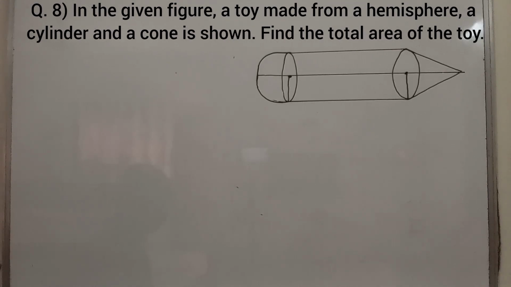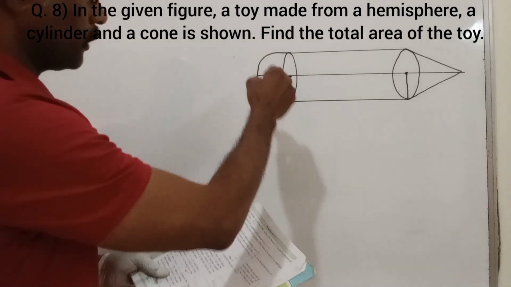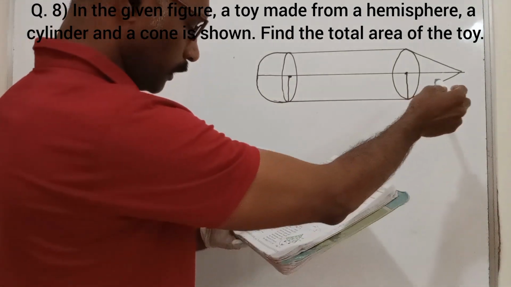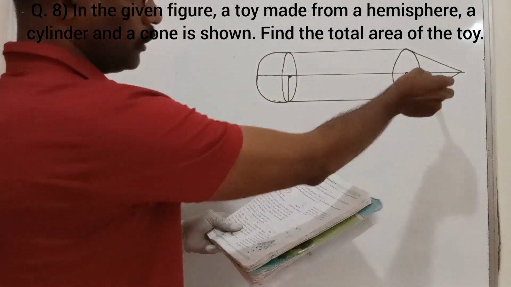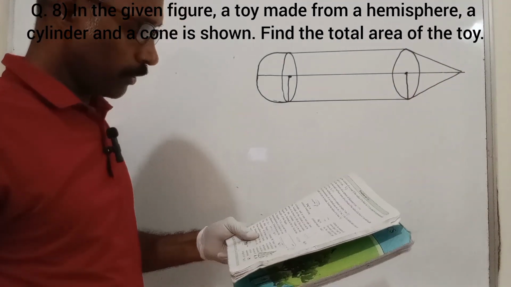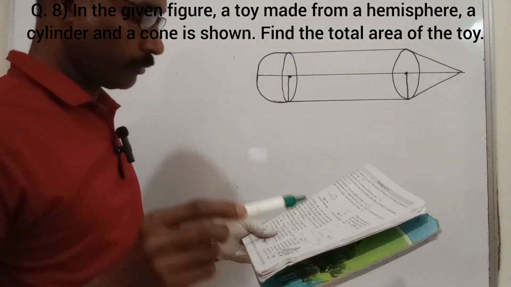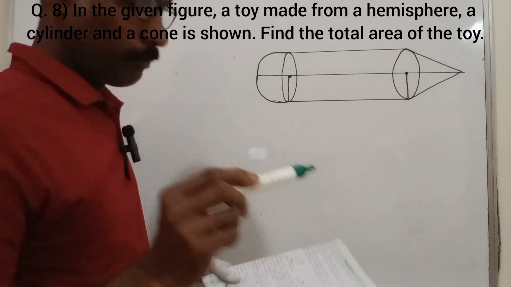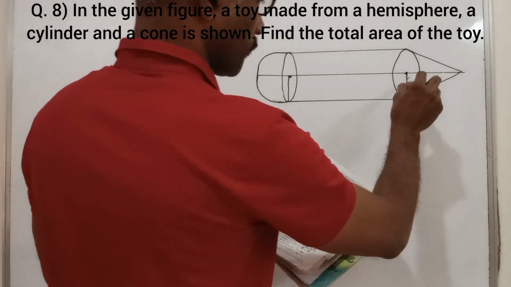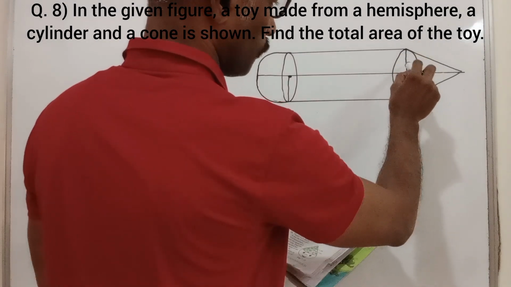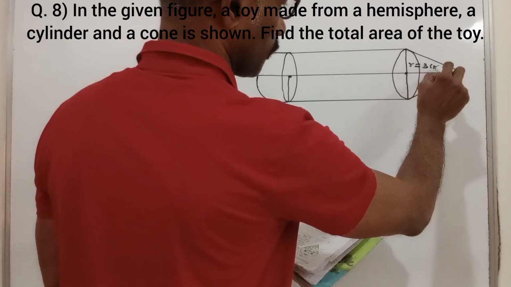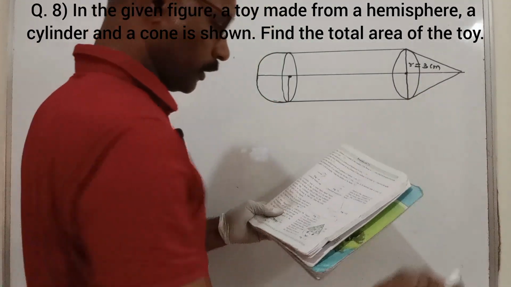Question number 8. A toy made from a hemisphere, a cylinder, and a cone is shown in this figure. Find the total area of the toy in terms of pi. In terms of pi. Now we have been given here the radius. R is equal to 3 centimeter.